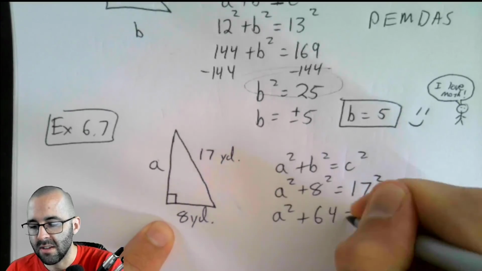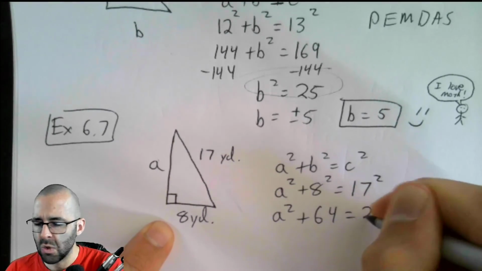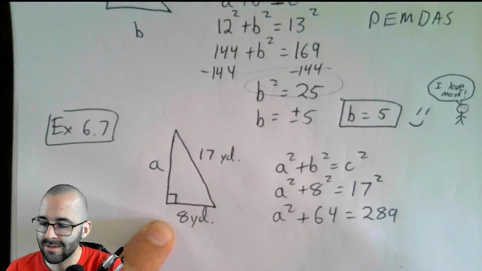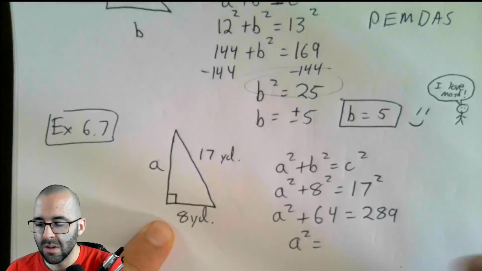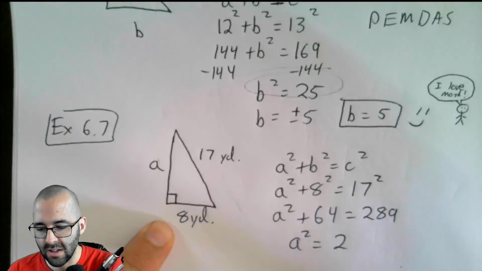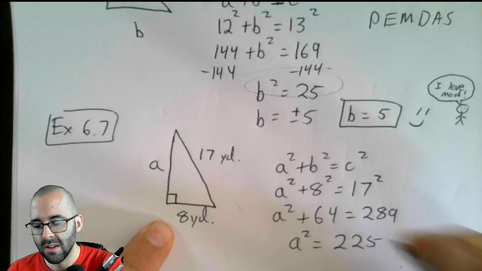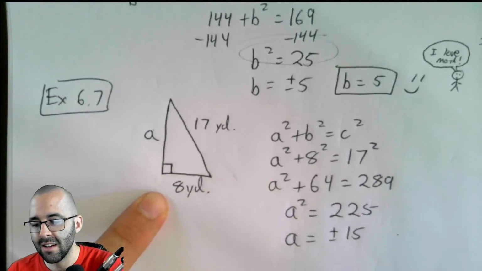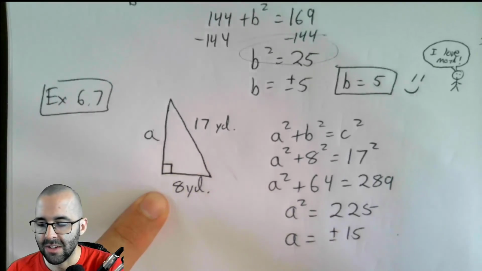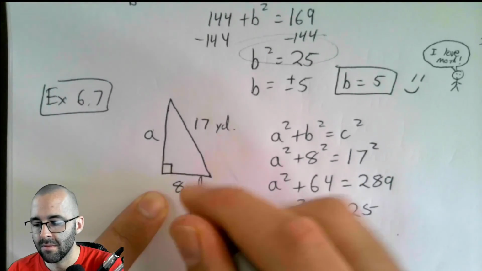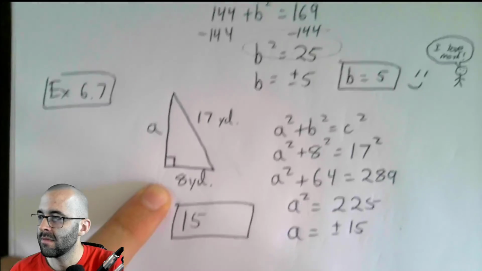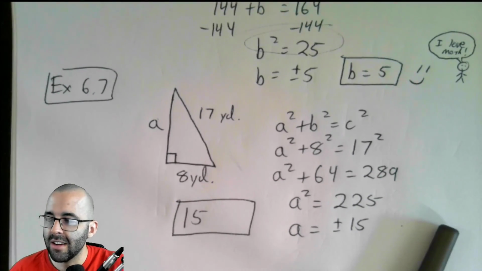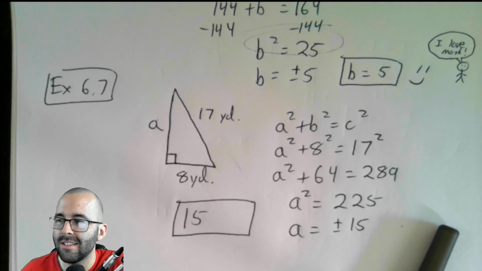A squared plus 64 equals 289. Subtract 64. A squared is equal to 225. Take the square root of both sides and you're going to get A is plus or minus 15. We really only care about 15. I have not given the correct answer. Okay, this is not the correct answer.